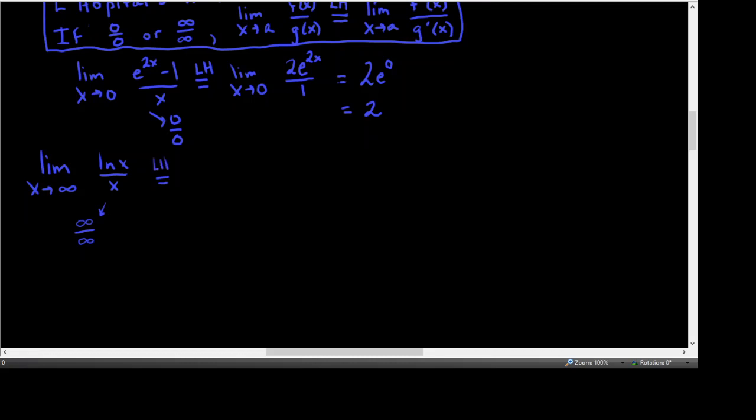So by L'Hopital's rule, this will be the limit as x approaches infinity of the derivative of ln of x, which is 1 over x. The derivative of x is 1. And when you substitute infinity into the denominator of that fraction, the fraction heads towards 0, and 0 divided by 1 is 0.